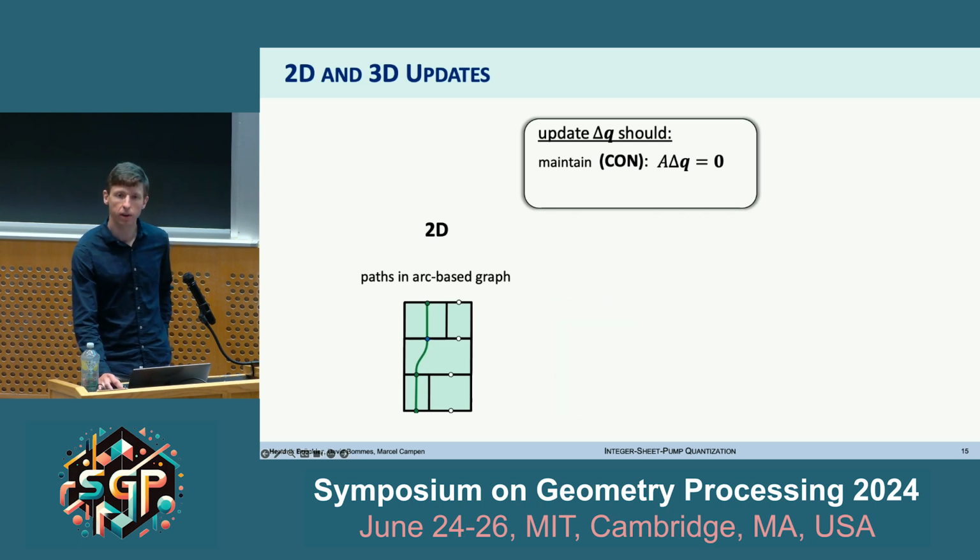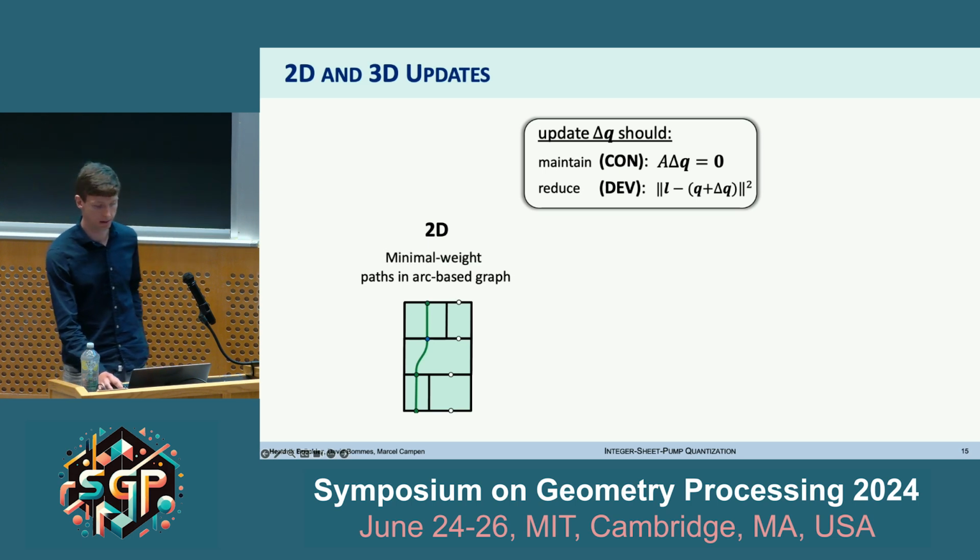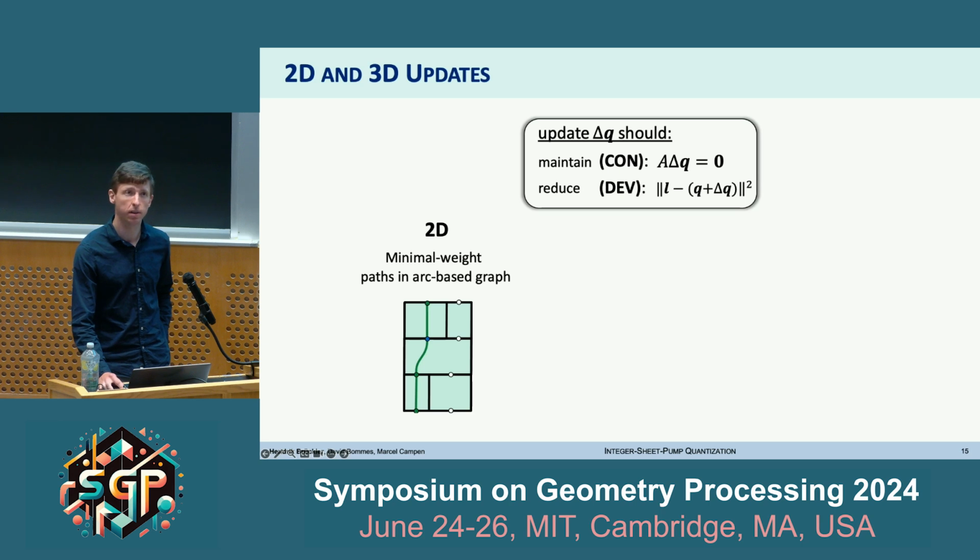Also, we want to find updates that bring our arcs closer to their targets. And in 2D, one can assign certain weights to arcs so that a good quantization update then corresponds to a minimal weight path in this graph. So here, a simple Dijkstra algorithm can be used for finding good updates.